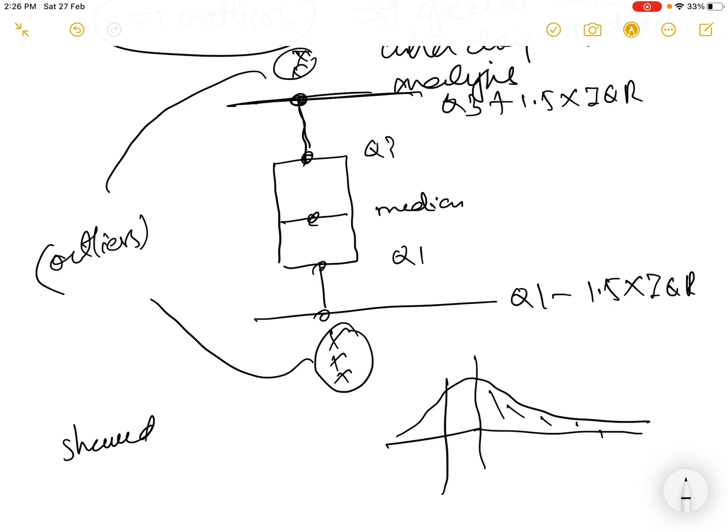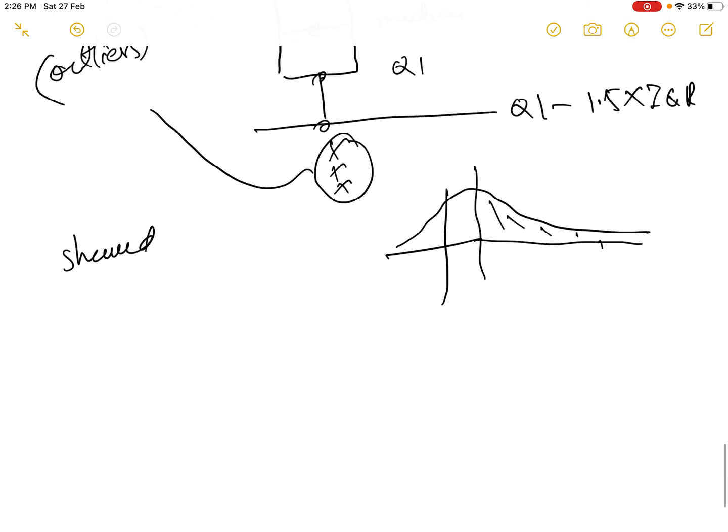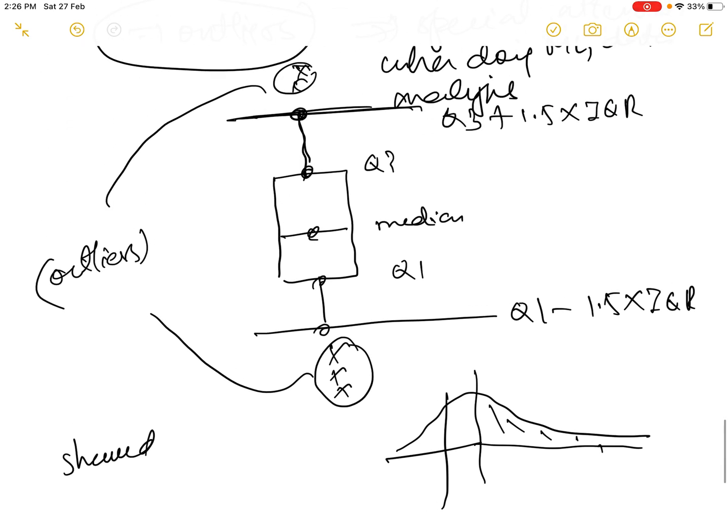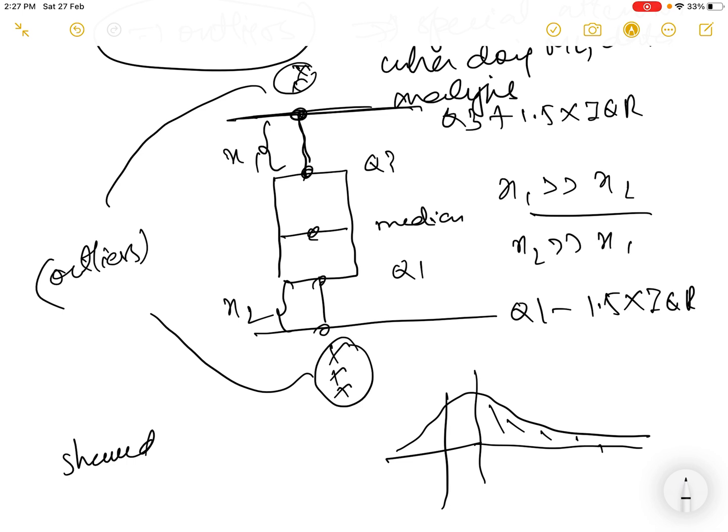You will do that simply by seeing your box plot. Say this distance is x1 and this distance is x2. If x1 is much greater than x2, it means your data set is skewed toward the maximum. And if x2 is much greater than x1, it means your data set is more skewed toward x1. So by looking at the distances, you'll be able to find out how skewed your plot is. This will give you a rough understanding.